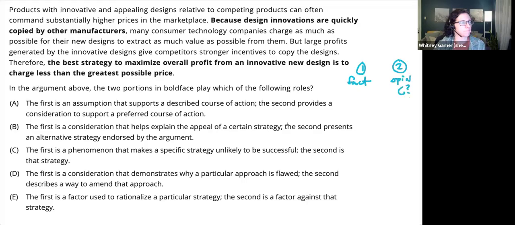Yeah, definitely an opinion. So the first is an assumption. Ooh, I don't know that the first is an assumption. It feels a little too facty to be an assumption, but maybe. The first is a consideration. Yeah, phenomenon, consideration, or a factor. Those would all be okay. I might kind of have a question mark next to A.